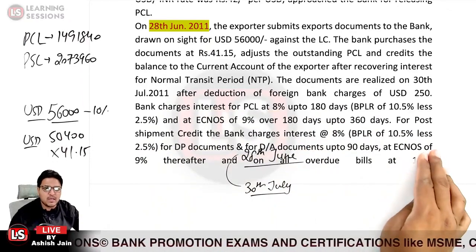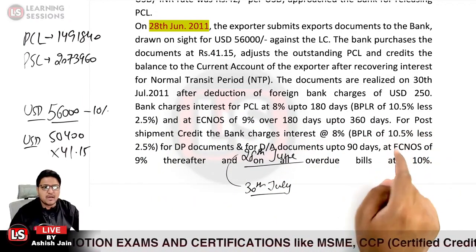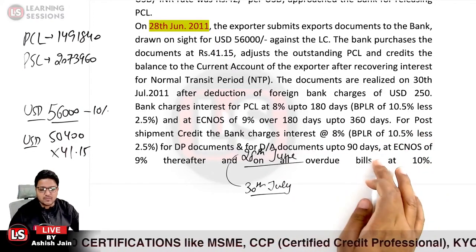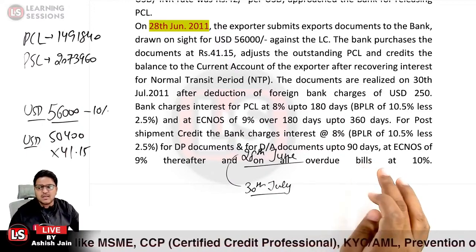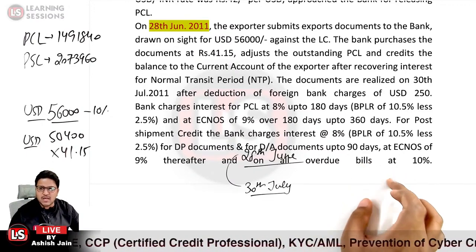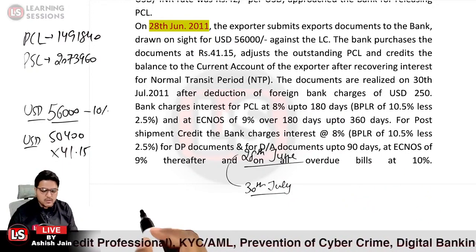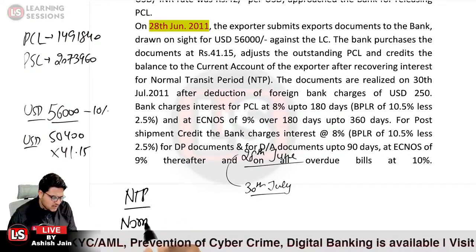Now consider the post shipment credit. It is mentioned over here that it is for up to 90 days. But if it is a case of the sight LC, in that particular case, the concessional rate will be charged only and only for the NTP period. NTP is what? NTP is normal transit period.